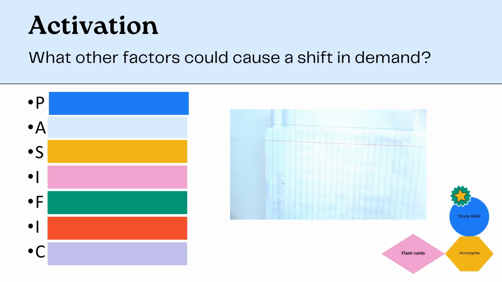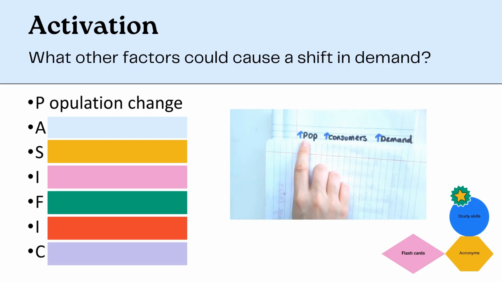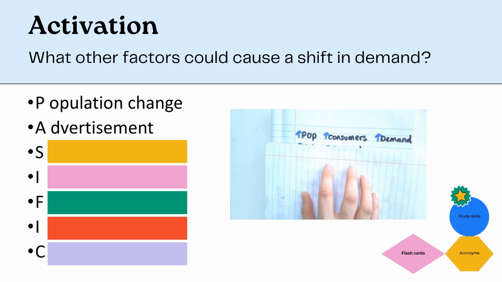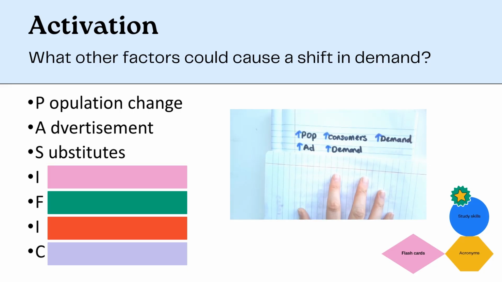What are the factors that could cause a shift in demand? P stands for population change. If there's an increase in population, there would be an increase in consumers and we'd see an increase in demand. If there's a change in advertisement, whereby we increase the quantity or quality of adverts, we would see an increase in demand. S stands for substitutes.